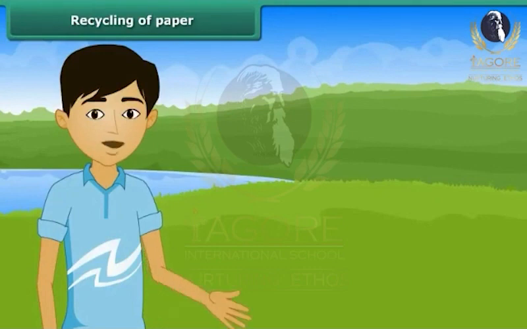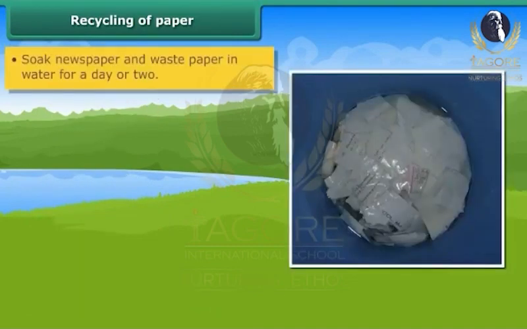Now we will learn about the recycling of paper. Paper recycling is the process of recovering waste paper and remaking it into new paper products. For recycling of paper, old newspaper, old envelopes, magazines, old notebooks, useless paper, a bowl and a wooden frame of wire sieve are required. The steps involved are: soak newspaper and waste paper in water for a day or two.